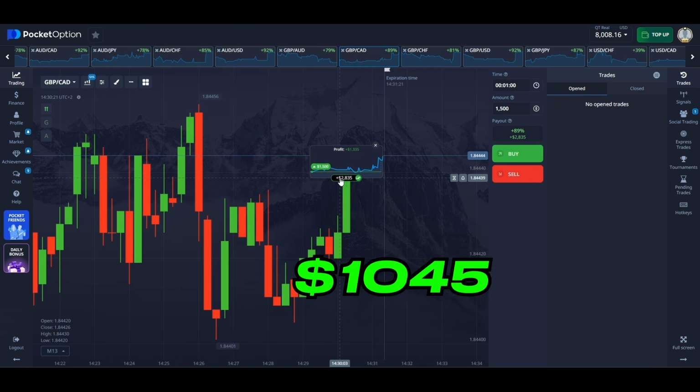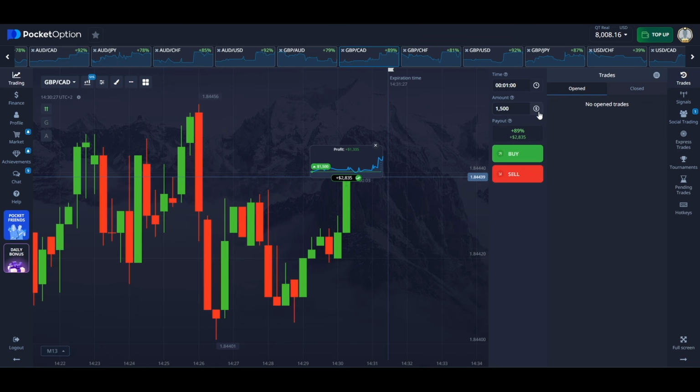An excellent trade brings me 1,300 bucks. And as you can see, I'm covering my loss. Let's open the next trade for $1,250, lowering the risk a bit.